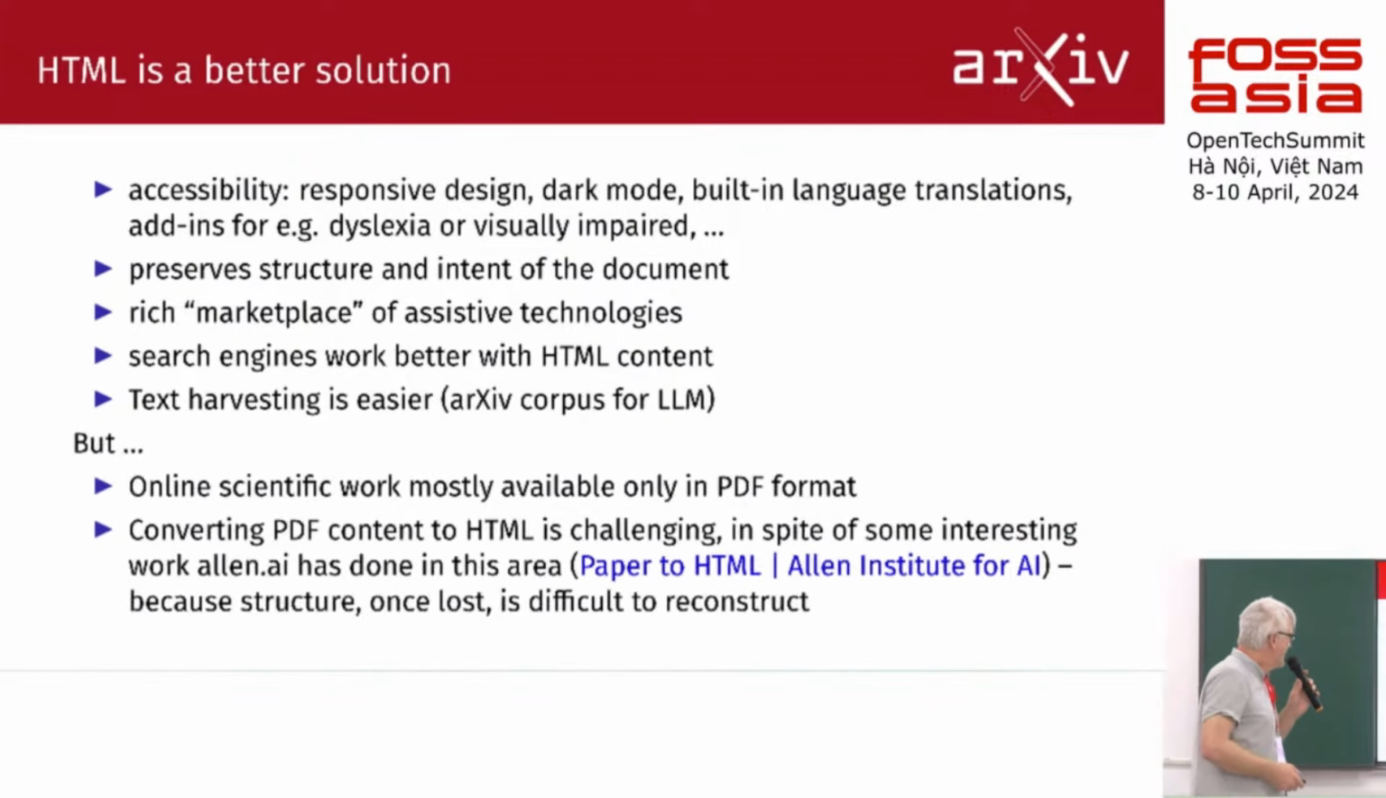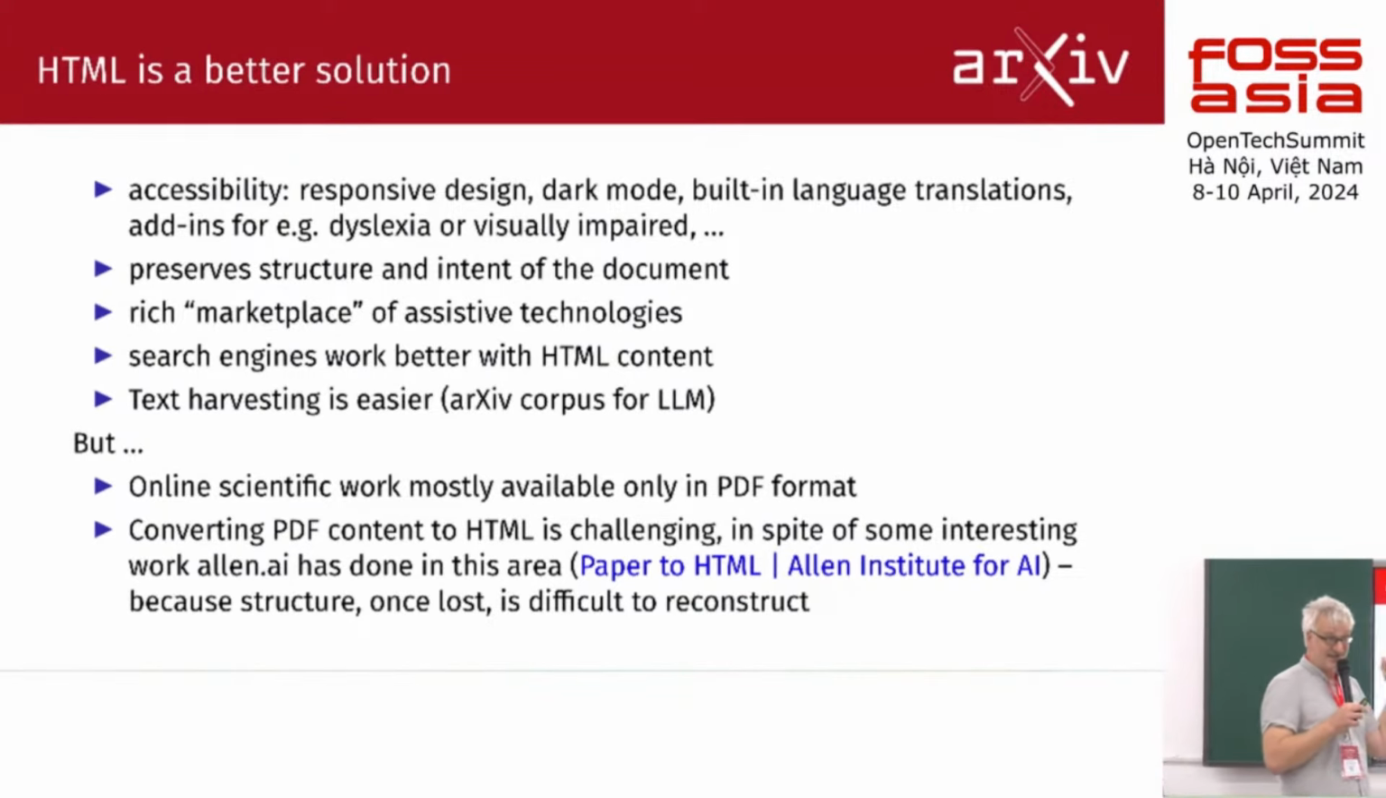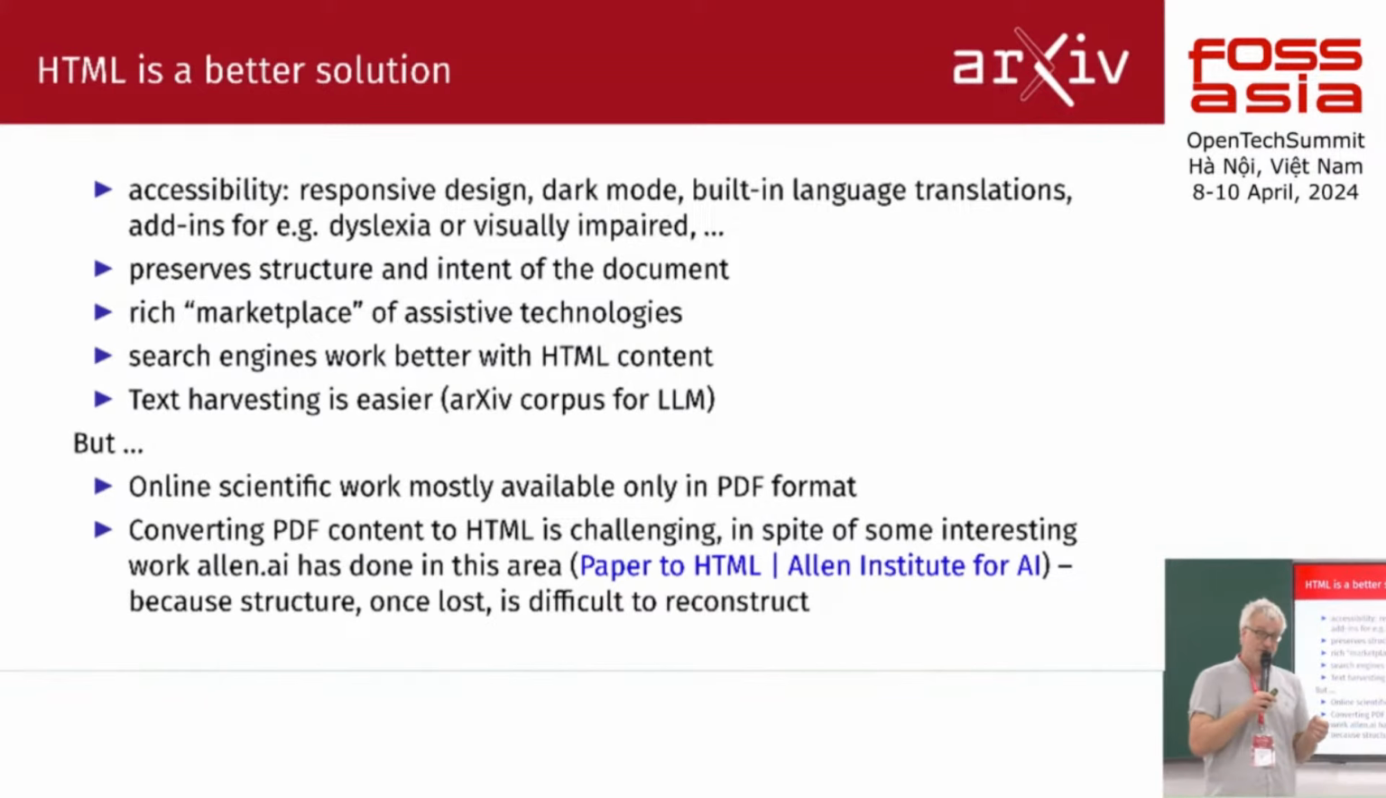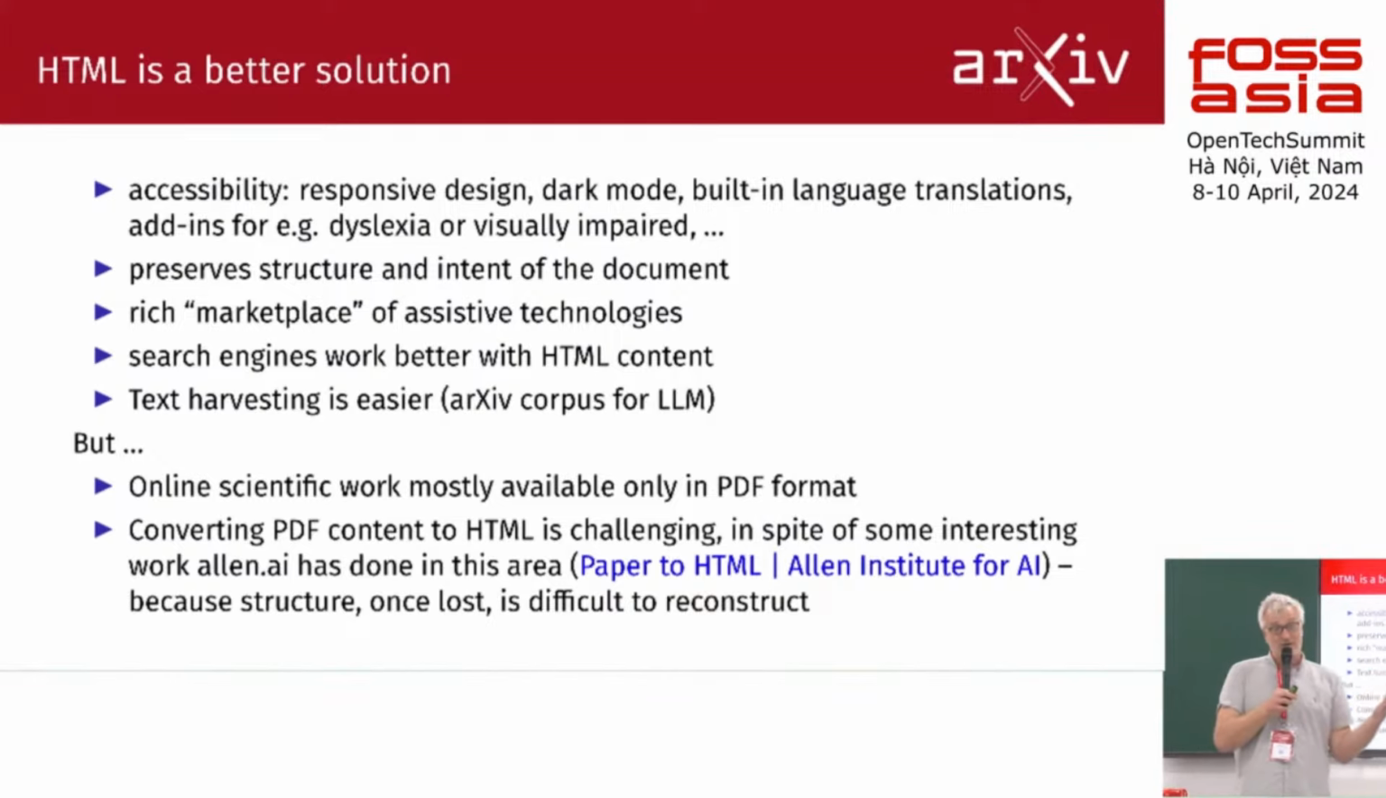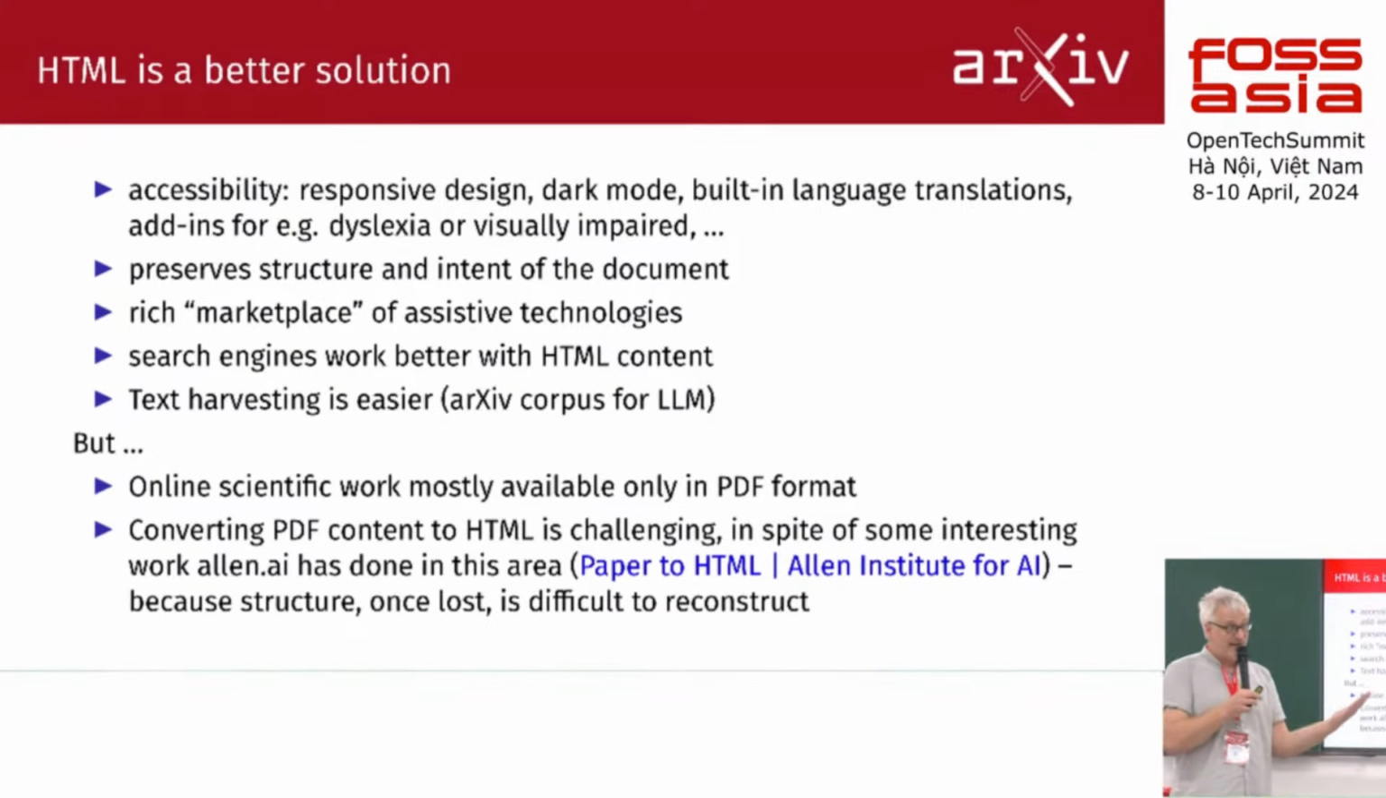But there is one problem, right? We mentioned it before. All the scientific articles are in PDF, and converting PDF to HTML is really hard. As I said before, the structure is lost. There was a project by the Allen Institute of AI. They tried, with an AI model, to generate the HTML from PDF. The AI model detecting and recreating didn't work out quite well.